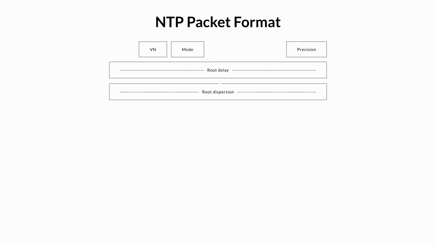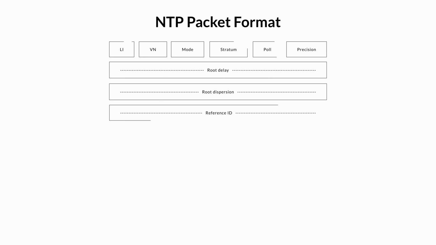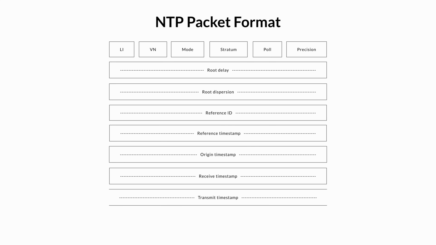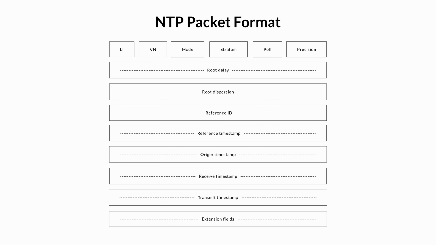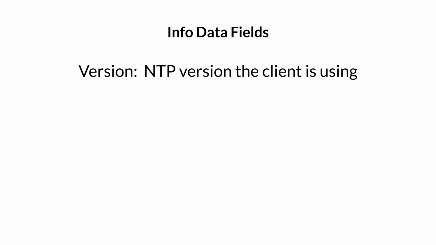The packet data can be split into 4 different types. We've got info data that tells us fixed information about the device sending the packet, status data that changes depending on the device status, the actual timestamp data, and finally the optional extension fields. There are 5 info data fields. The version tells us the NTP version the client is using. This basically specifies the meaning of all the data fields in the packet. The server will reply using the same version.